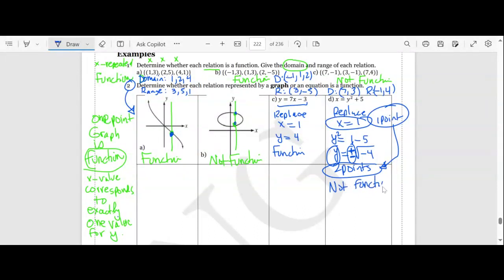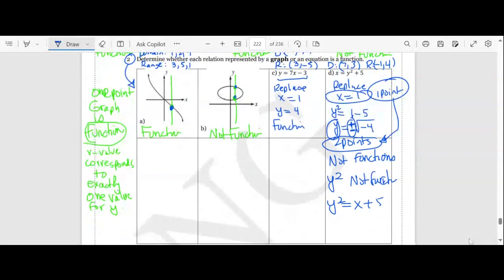What is the trick, teacher? The trick: if you get something like y squared, it's always not a function. That's the trick. So if you get y squared equals x plus 5, then you say it's not a function. If you see any y squared, then it's not a function. Okay? Now, do you understand this?